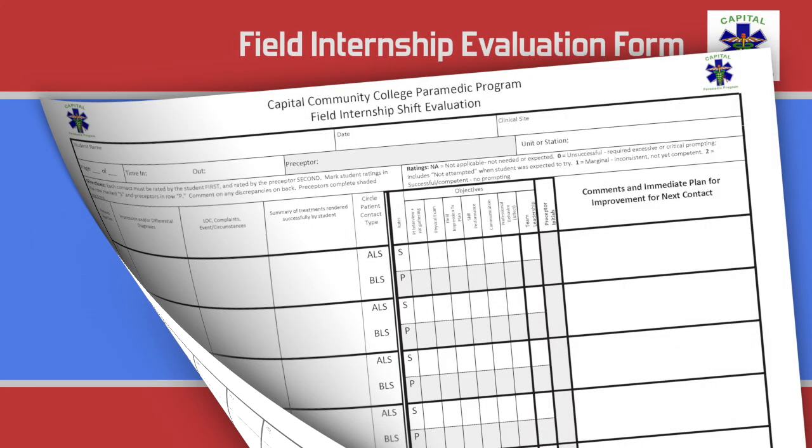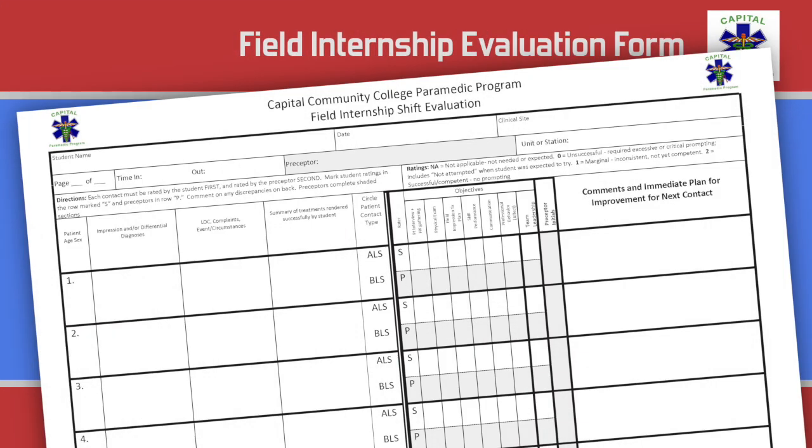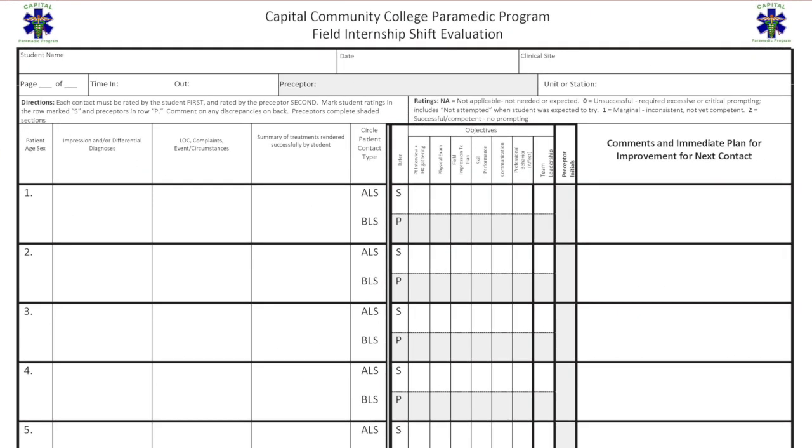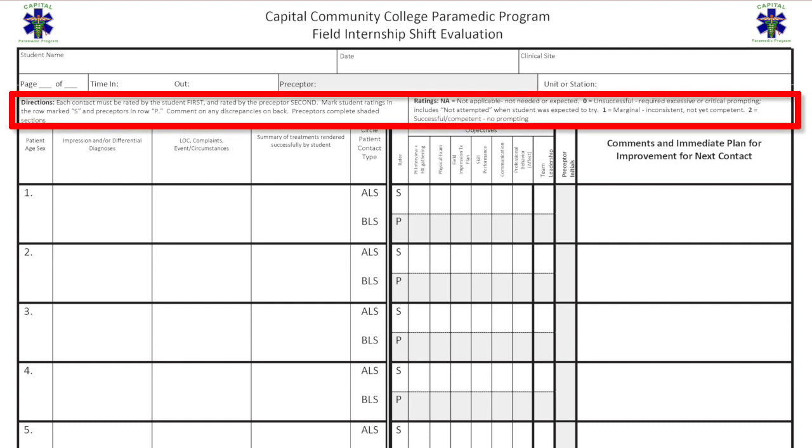While it is not always possible to control situations, please remember the student is just that, a student. This is the Field Internship Shift Evaluation Form. This form should be filled out for every shift. The Field Internship Shift Evaluation serves as the overall log for the shift or day's clinical activity. This worksheet is used to document and evaluate the paramedic student's performance as a team member as soon as possible after a patient contact. Directions for completing the evaluation are found at the top.